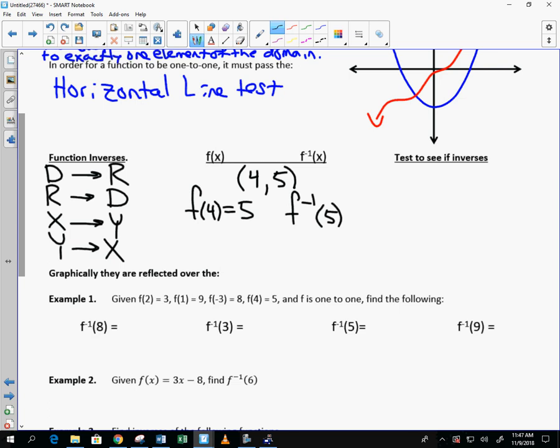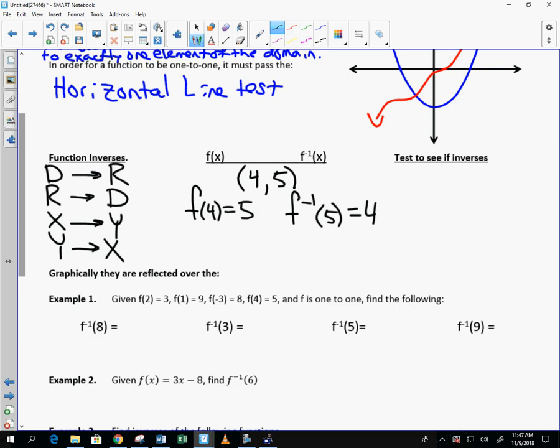So this says an input of 4 produces an output of 5. This is saying that an output of 5 is produced from an input of 4. This x value gives you this y value. This is saying if this is the y value, what would be the corresponding x value? You see the difference? Okay.